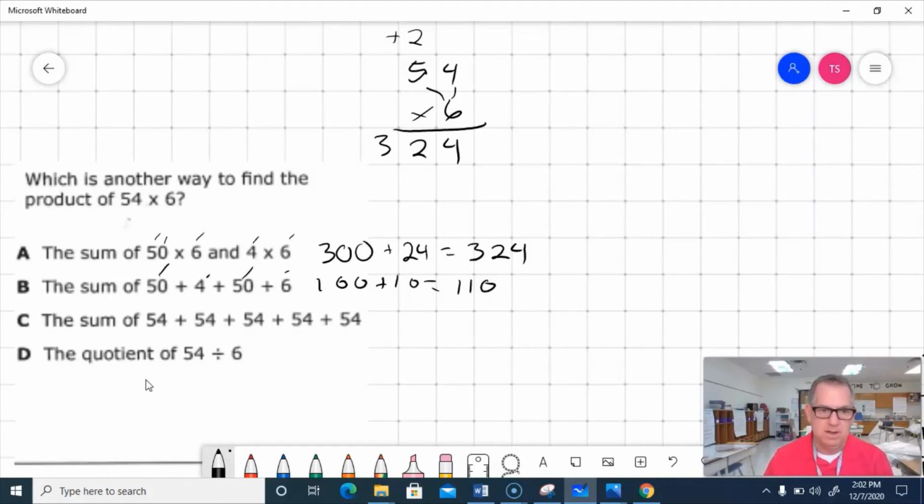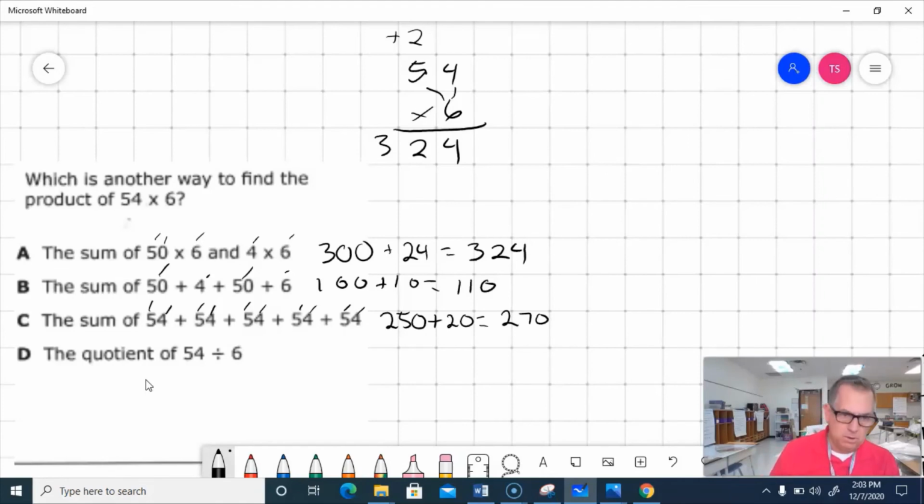Okay, we'll check that out. I have 50, 50, 50, 50, and 50, so that's 50 times 5. I know 5 times 5 is 25, so 50 times 5 would be 250. And then I know 4, 4, 4, 4, 4, so that's 5 fours. 5 times 4 is 20. So 250 plus 20 would be 270.